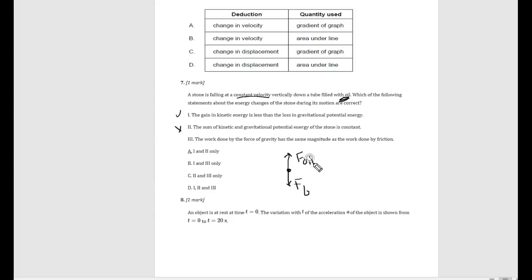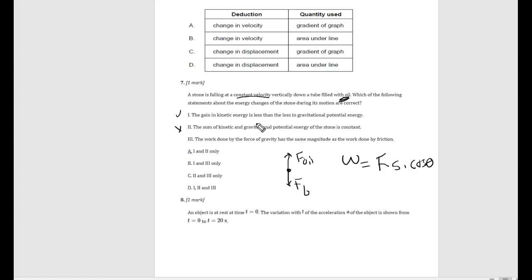Okay, what do we know about work? The work done by a force is Fs cosine theta. So the work done by the force of gravity has the same magnitude as the work done by friction. Well, the displacement would be the same. The only way the magnitude would be the same is if we knew for sure that the forces had the same magnitude. Do we know that?